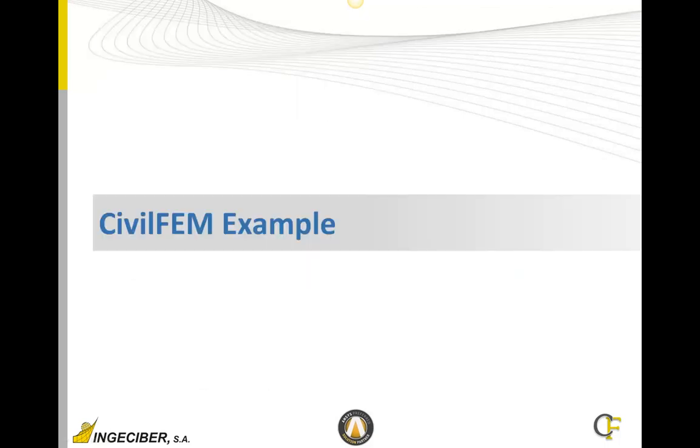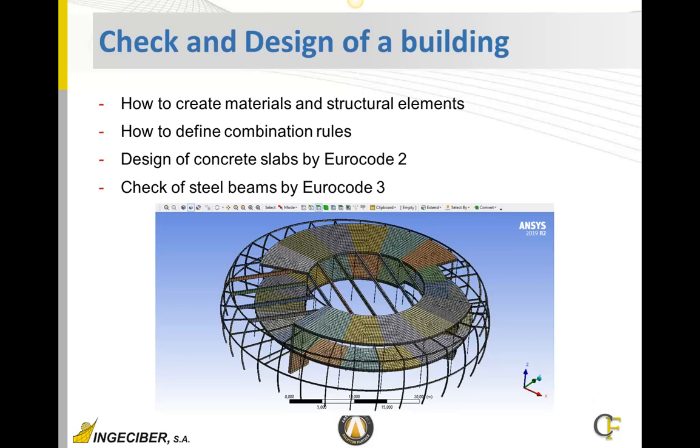In this webinar, I will show you the capabilities of CivilFEM through an example. We have made an example of a simple building with concrete slabs, steel beams, and concrete beams to show you all the capabilities. We are going to define materials and structural elements for the check. We are going to define the combination rules that we want to apply to the single load cases, and also the design of the concrete slab by Eurocode 2 and the check of the steel beams by Eurocode 3.